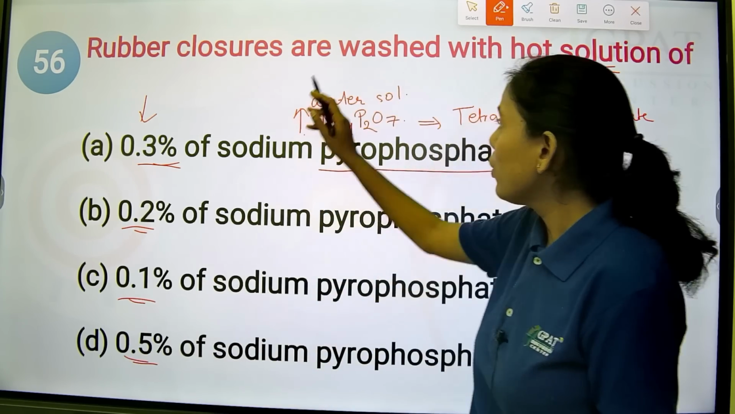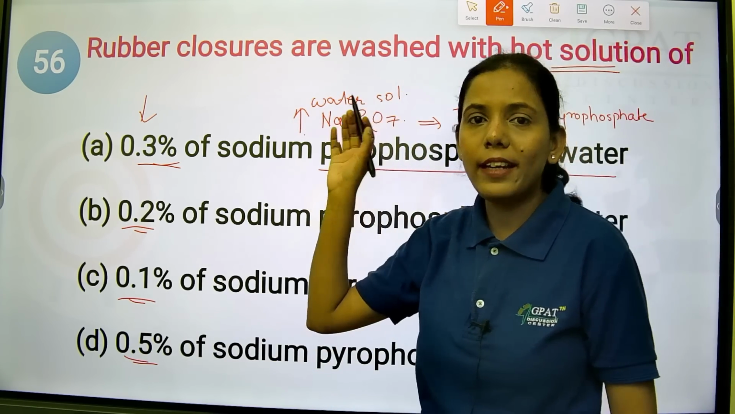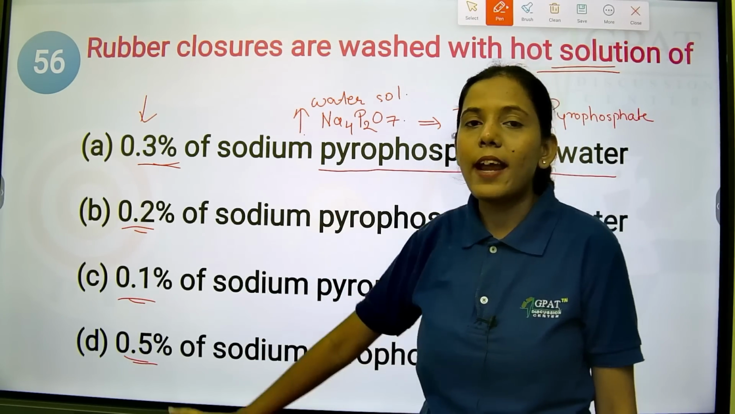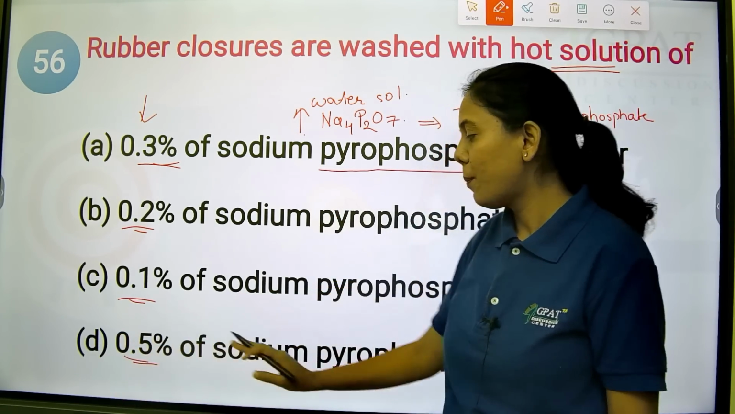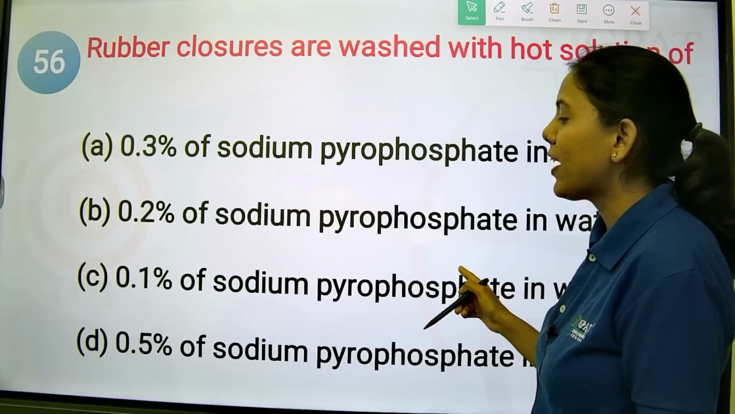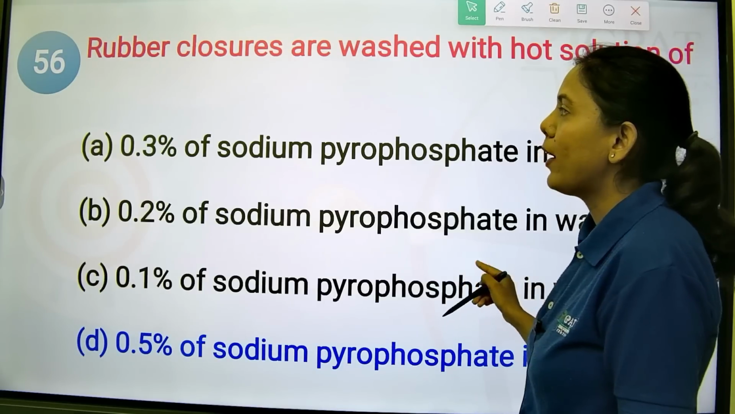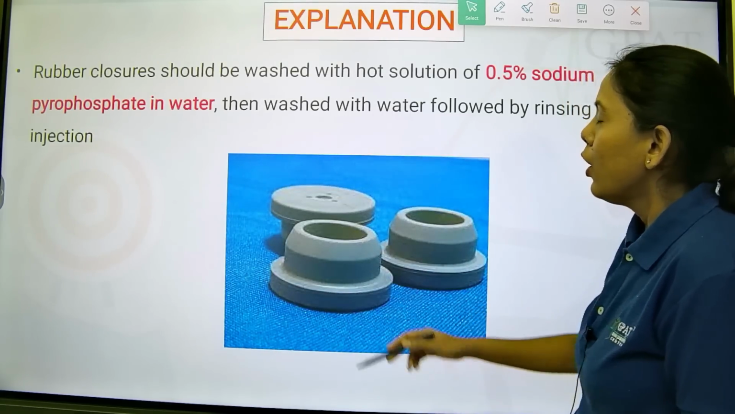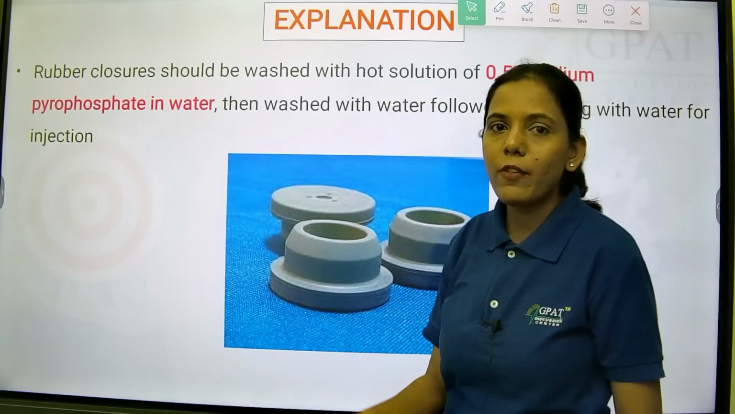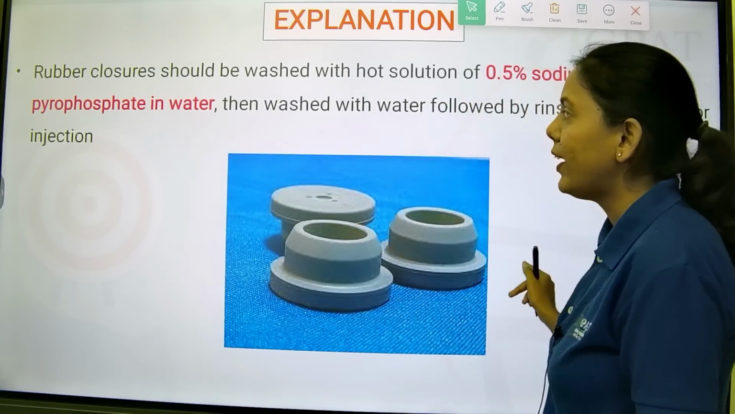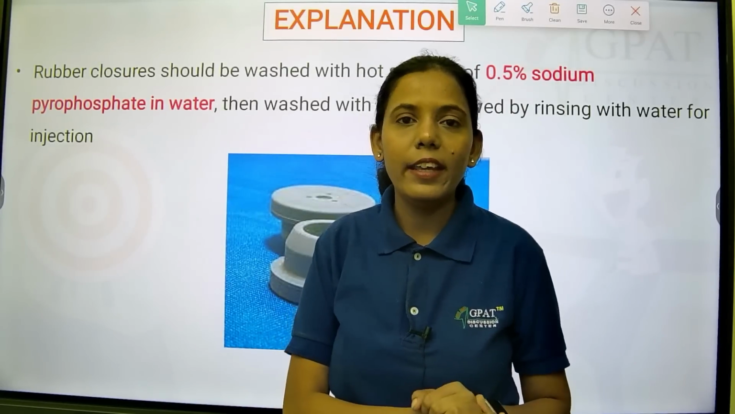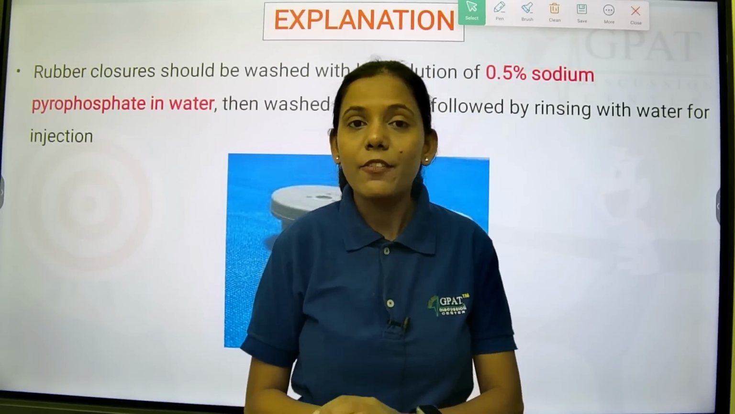It is used in bleaching solution or cleaning of substances. So 0.5% is the right answer. We are using 0.5% of sodium pyrophosphate. So the rubber closures can be washed with 0.5% of sodium pyrophosphate in water. So these are all the questions regarding hospital pharmacy and pharmaceutics.